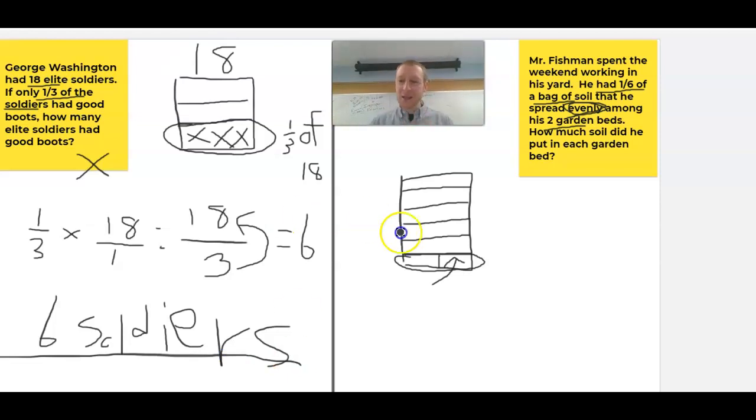Now in this case, we've got a 6th bag of soil, and we're going to split in half, right? So in this case, we've got 1/6. And what are we doing to that 1/6? We're dividing it, or splitting it into 2 equal parts, right? He's going to spread it evenly among 2 garden beds. So how do we do this?